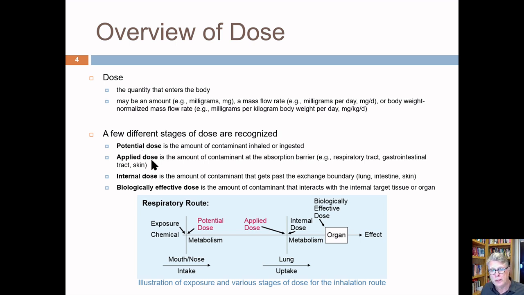Here's an example for exposure through a respiratory route in the diagram below. I have an exposure concentration here, and just on the other side of that line is the potential dose. So going from the concentration in the atmosphere, where a person's also present, and we incorporate their intake rate of air, their inhalation rate, and now we have potential dose.